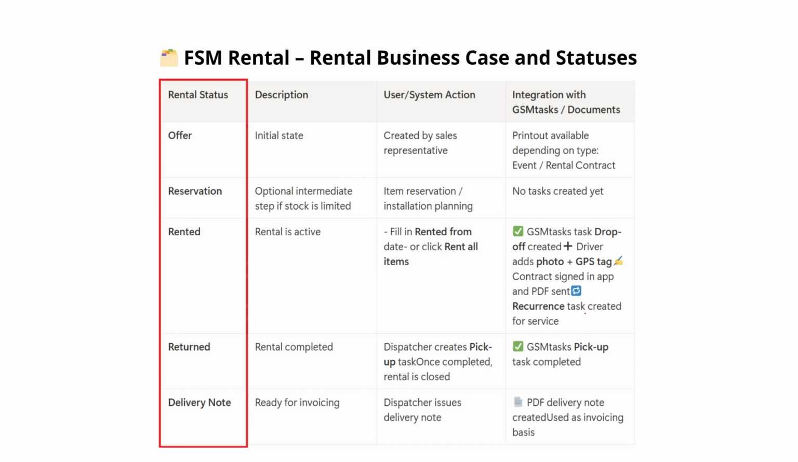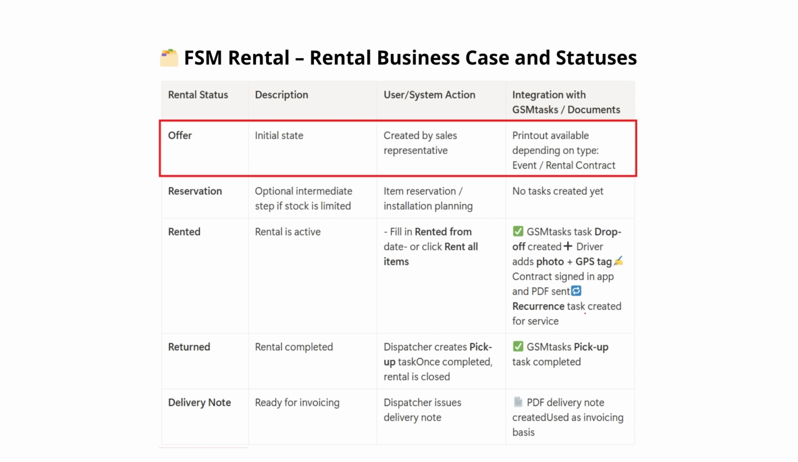A rental business case in FSM Rental can go through several different statuses, from an initial offer, through reservation and active rental, to return and invoicing. Each status reflects a specific phase of the rental lifecycle and may trigger tasks or documents automatically. Let's start with the first status, Offer.